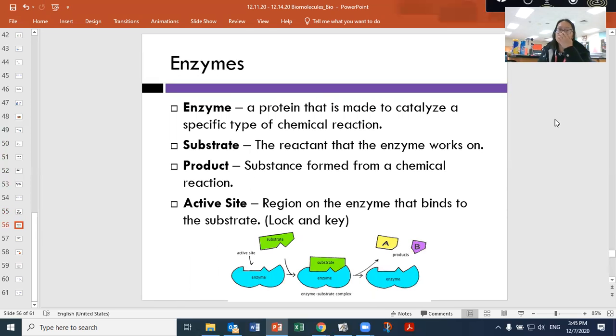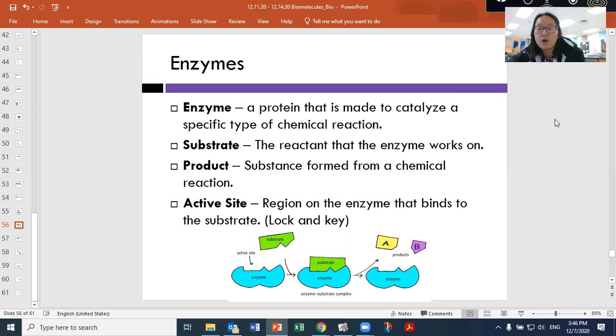So enzymes in a little bit more detail now. An enzyme is a protein that is made to catalyze or speed up a specific type of chemical reaction. So each kind of chemical reaction is going to have its special kind of enzyme. And that enzyme only does one job. Okay, and it does that job over and over and over again at high efficiency and very high accuracy. Okay, a substrate is the thing that the enzyme is going to work on. So it's kind of like the clay that it's going to remold. Okay, the product is what comes out after the reaction happens. So it's a substance formed in the chemical reaction that the enzyme was a part of facilitating.